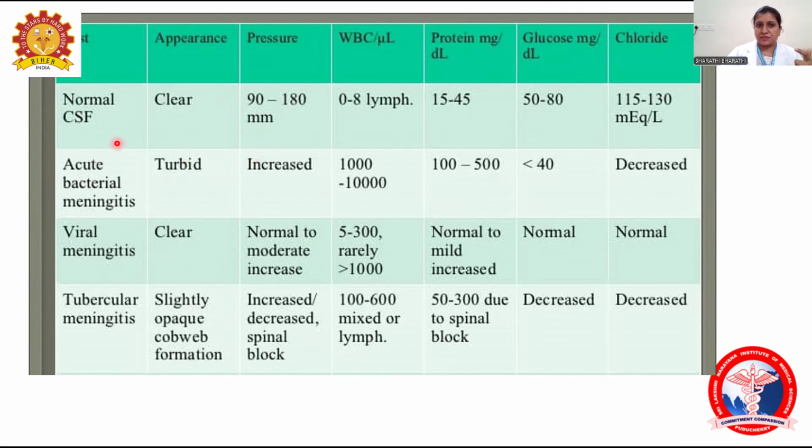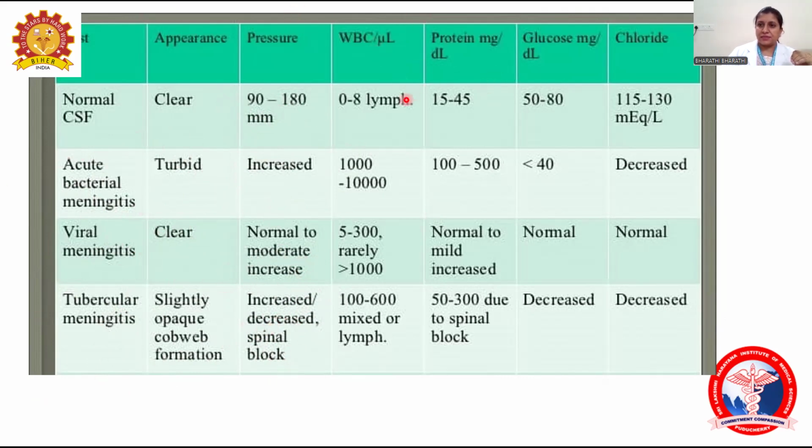Next, the pressure. CSF generally has normal pressure. In bacterial meningitis, the pressure will increase. In viral meningitis, it is normal to moderate, not too high, because it's just a mild inflammation, an aseptic infection, so everything will be like normal. In tubercular, it is increased or it can decrease because of a spinal block. After some time, there is a spinal block in tubercular meningitis, so the pressure will remain static.